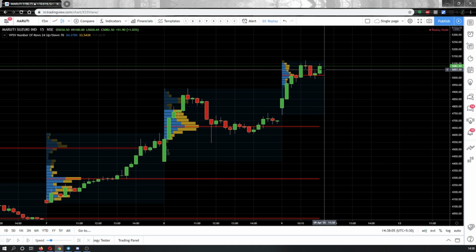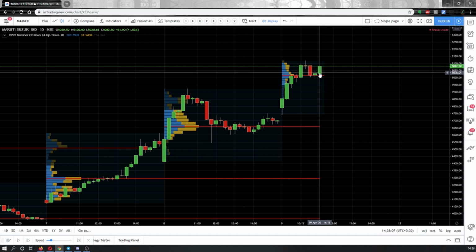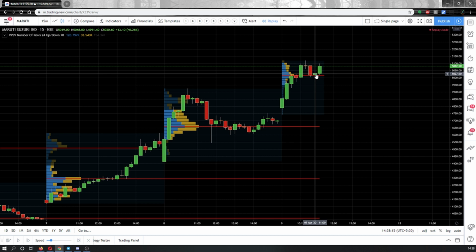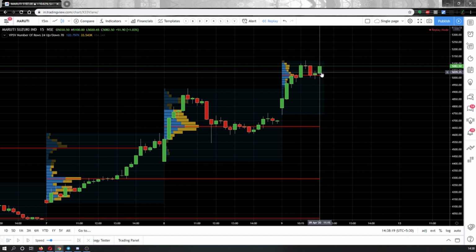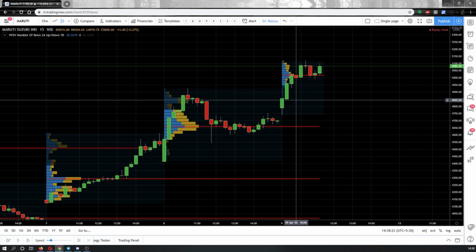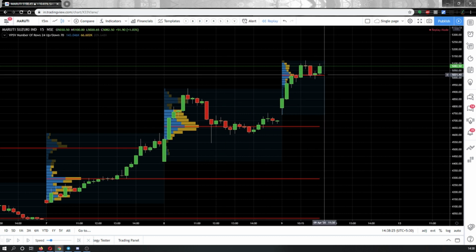Okay, so this is the end of the 11:15 candle. I had instructed you to take an entry at 5030, right? Somewhere here. So either you can take the entry at the 11 o'clock candle or at the 11:15 candle. 5030 was a good price to trade. And since it is a 5000 rupees script, I always target a 1% move.